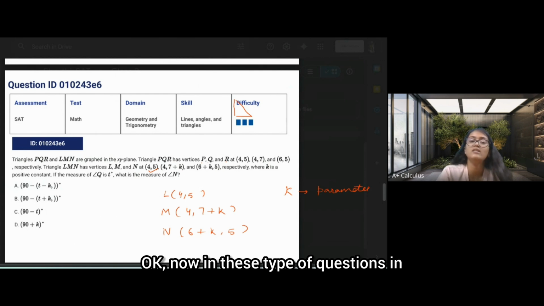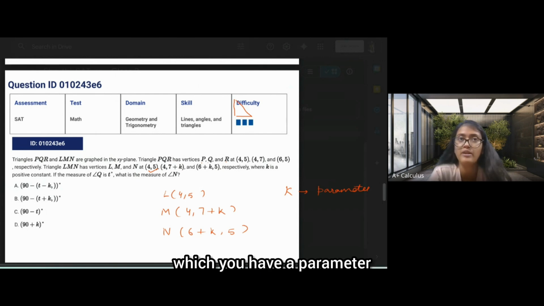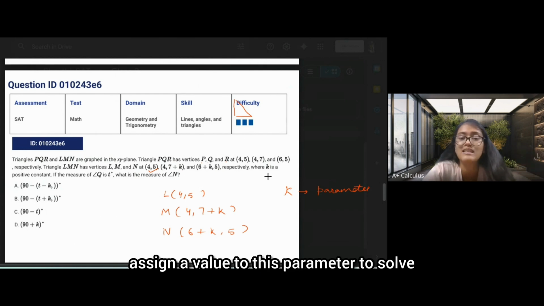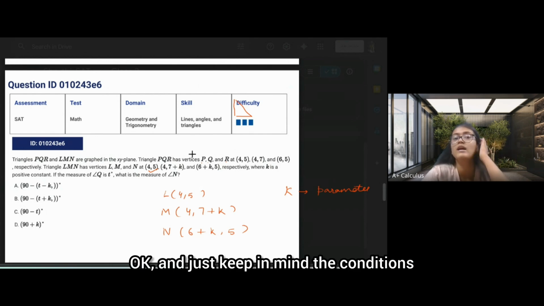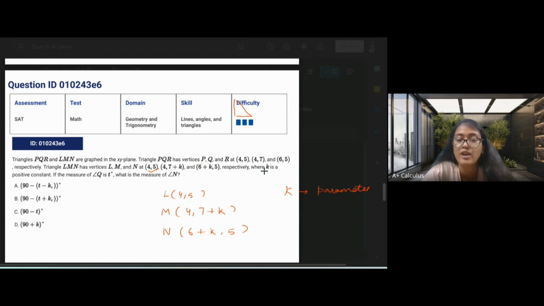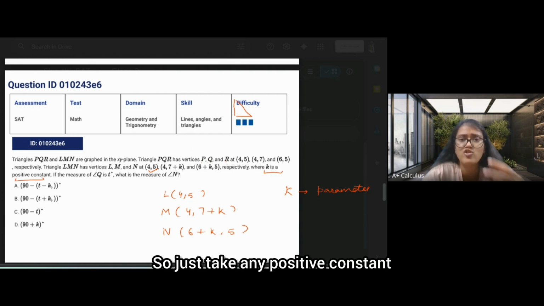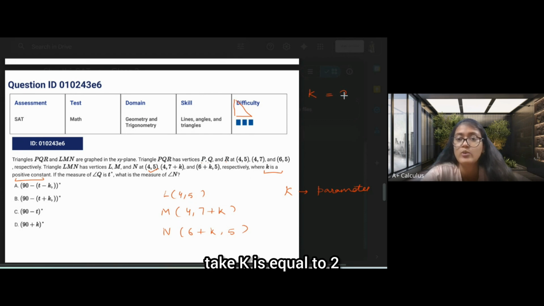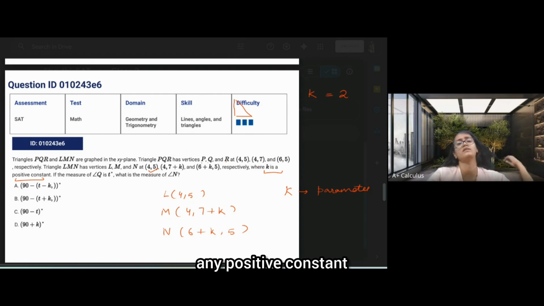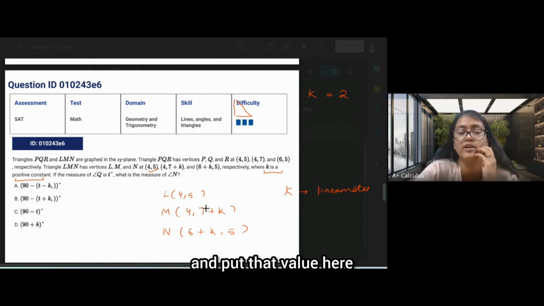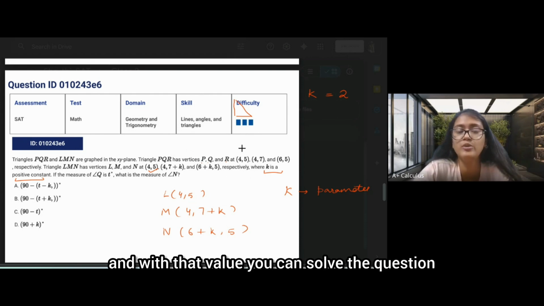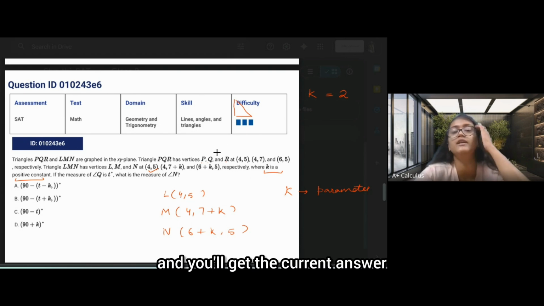Now, in these types of questions in which you have a parameter, just assign a value to this parameter to solve this particular problem. And just keep in mind the conditions which are given for K. So K is a positive constant. So just take any positive constant. For example, take K is equal to 2. You can take any value of K. You can take 1, 2, 3, any positive constant, and put that value here. And with that value, you can solve the question and you'll get the correct answer.